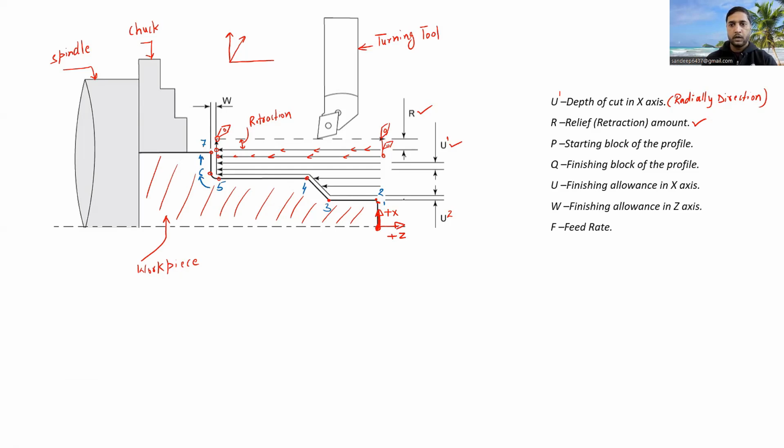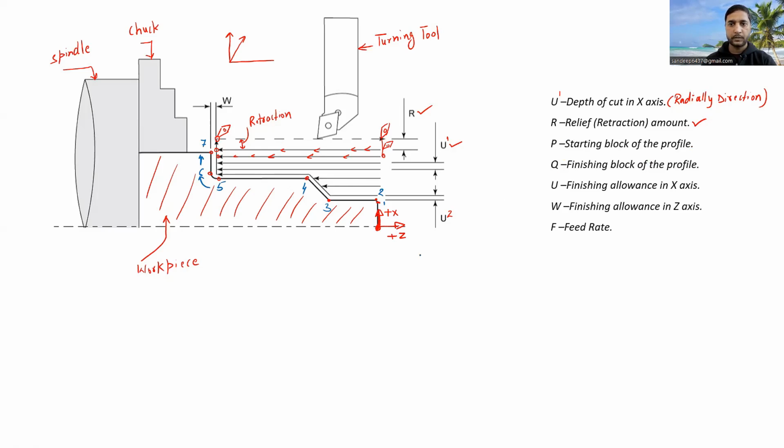So now the starting block of the profile, we are defining with this point 1, and the finishing block of the profile, we are defining that this profile is finishing here at point number 7. So these are the P and Q values. Now I will explain this when we write today's program, that for P and Q we can take 1 digit, 2 digit, or 3 digit. That after P we can take P1 or P11 or P111. So it depends upon us.